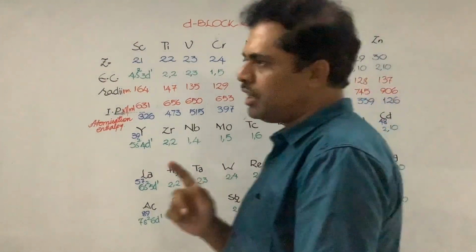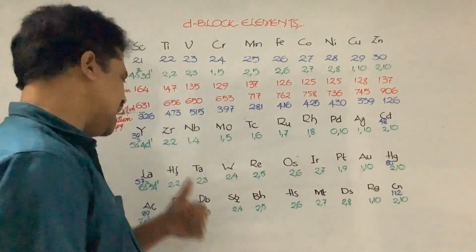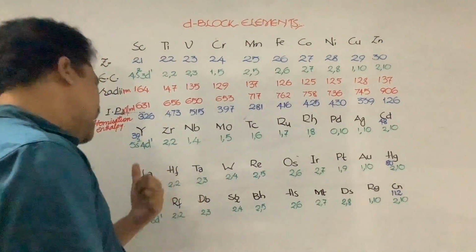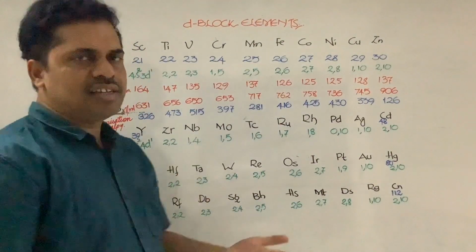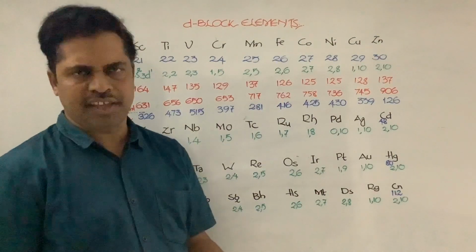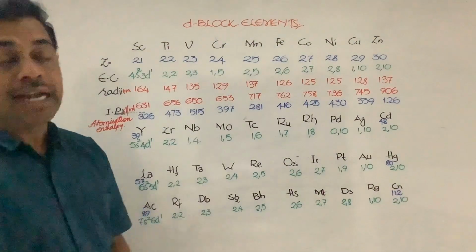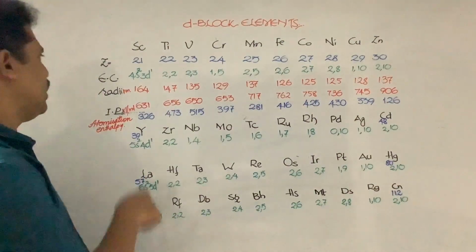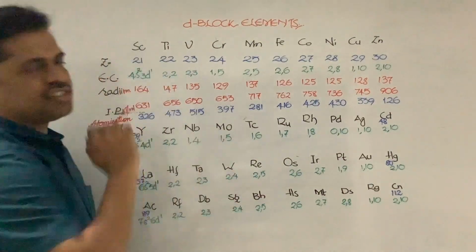Remember, lanthanum and actinium are D block elements, not F block elements. Lanthanum is a D block element. Actinium is also a D block element only. We generally discuss lanthanum and actinium along with the lanthanides and actinides because some similarities are there. But actually lanthanum and actinium belong to D block, not F block. So this is 3D series, 4D series, 5D series, and 6D series.